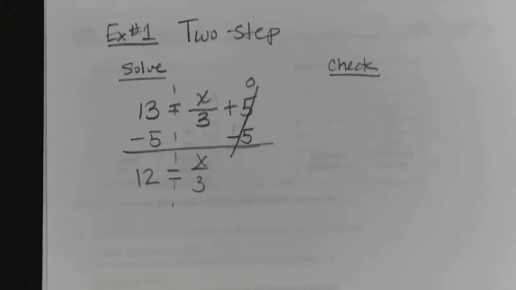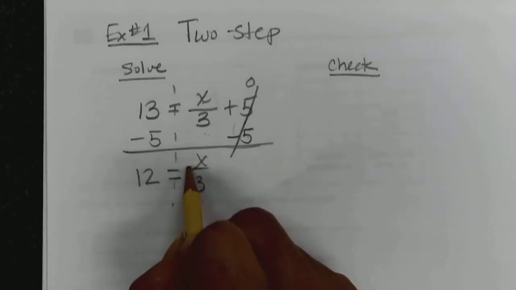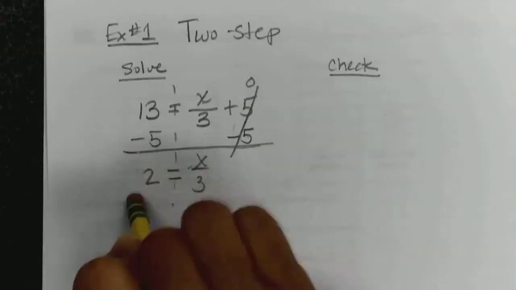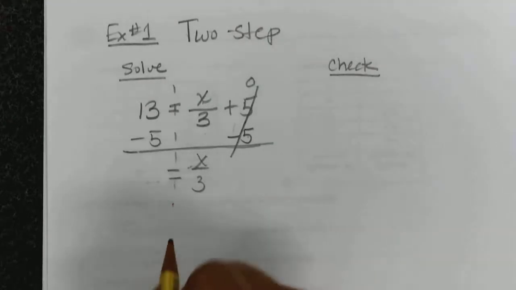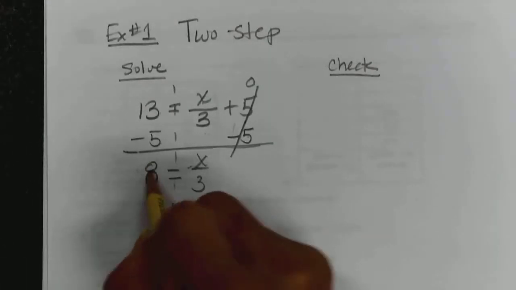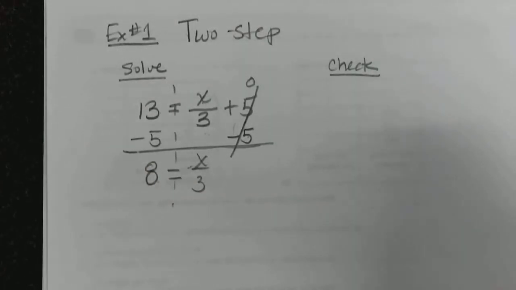13 minus 5. So now, 13 minus 5. Oh, sorry. My bad. What is it? 8. Thank you. That's why you guys are here.